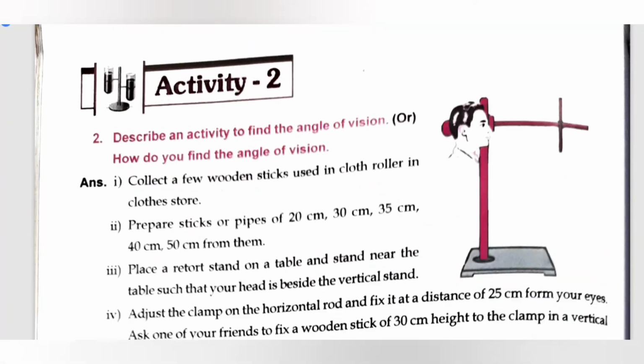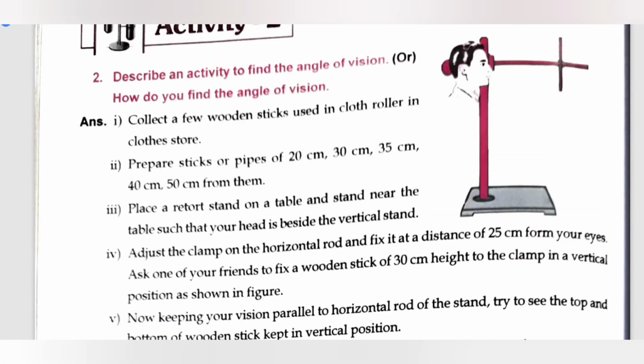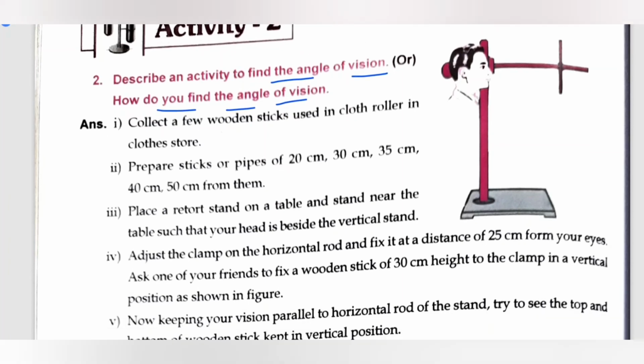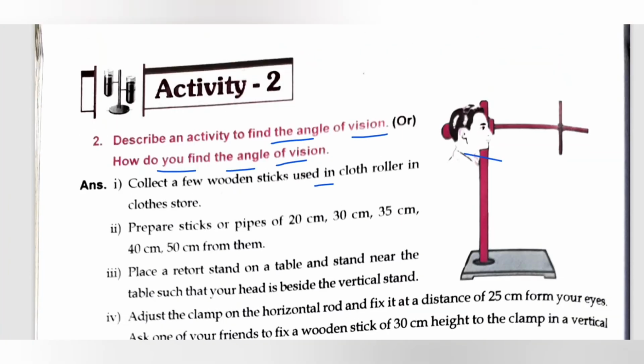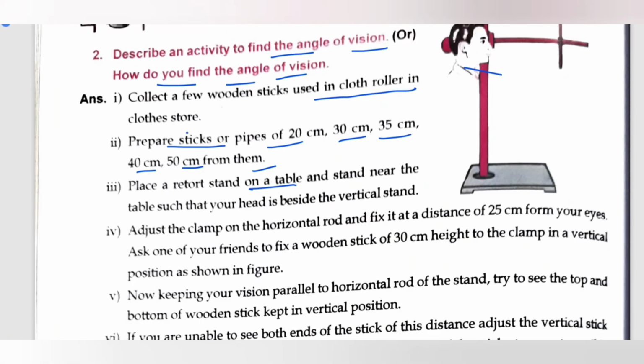Next, activity 2. Describe an activity to find the angle of vision, or how do you find the angle of vision. So for this, collect a few wooden sticks used in cloth rollers in cloth stores and prepare sticks or pipes of 20 centimeters, 30 centimeters, 35, 40 and 50 centimeters from them. Place a retort stand on a table and stand near the table in such a way that your head is beside the vertical stand. So you should stand beside the vertical stand.